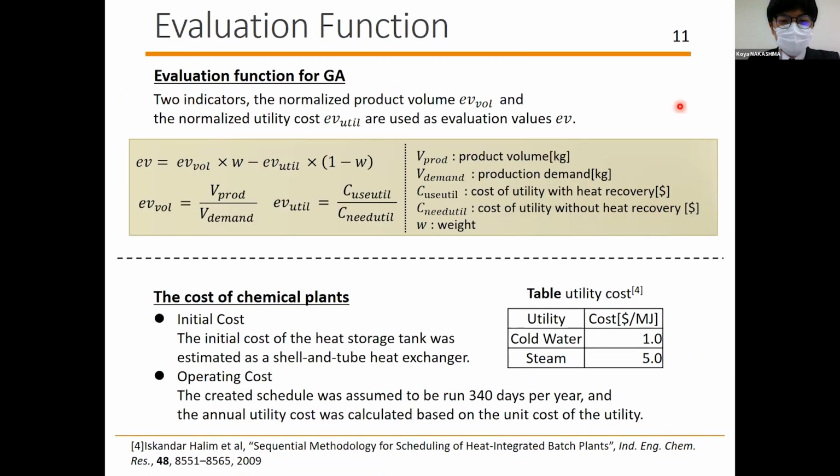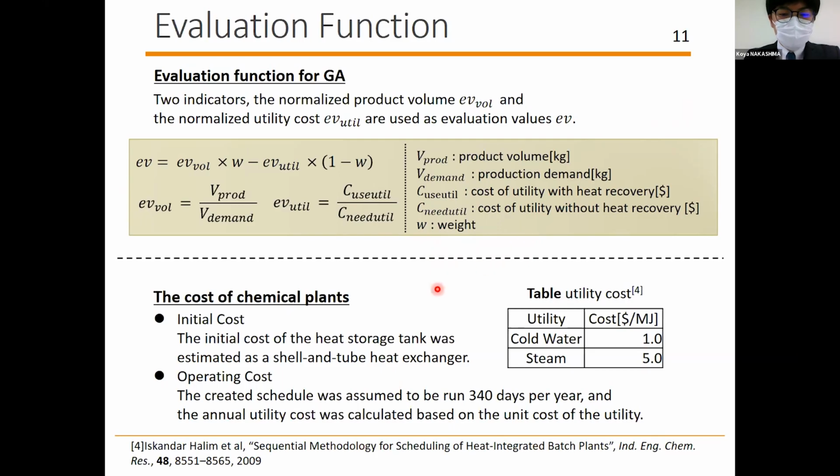Now, I will explain the evaluation methods. As a fitness for GA, we use a combination of 2 indicators, the normalized value of production and utility cost. The formula is shown here. The W in the formula is the weight of how much importance is given to the normalized product volume, which is set at 0.75 in this case.